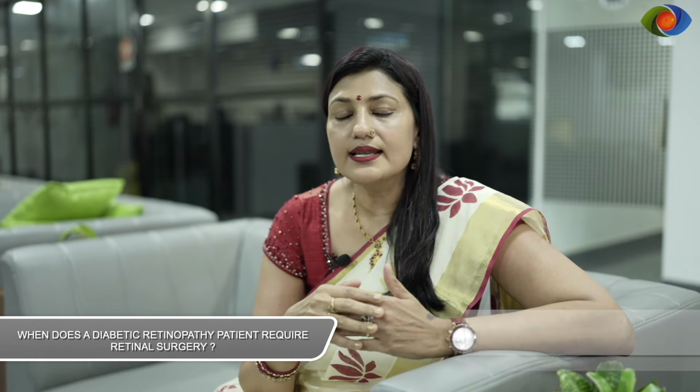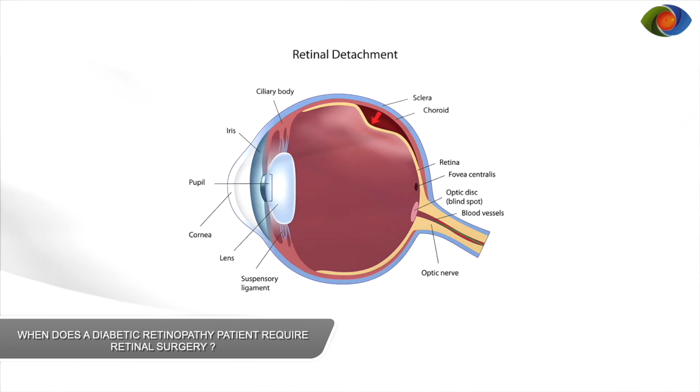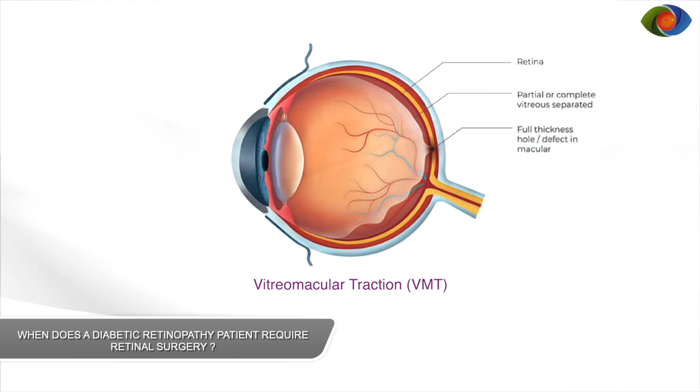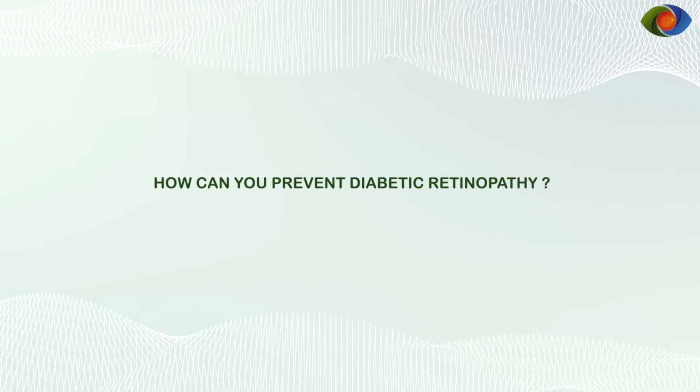Retinal surgery or vitrectomy for a diabetic retinopathy patient is required in the last stages of the disease. So it is when you have passed the proliferative stage and either you have bleeding into the eye, what is called vitreous hemorrhage, or your new blood vessels have now become fibrosed and they cause the retina to lift up. Then we call it traction retinal detachment. Or there is some adhesion of your vitreous to the retina causing elevation of the retina, what we call vitreomacular traction. These are the usual conditions in which you will require vitrectomy as the primary treatment for your diabetic retinopathy.